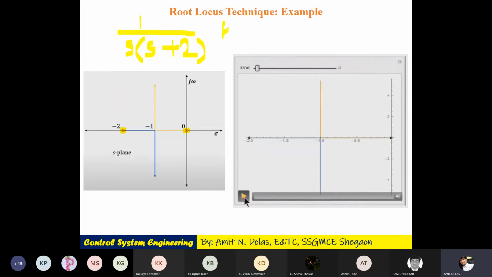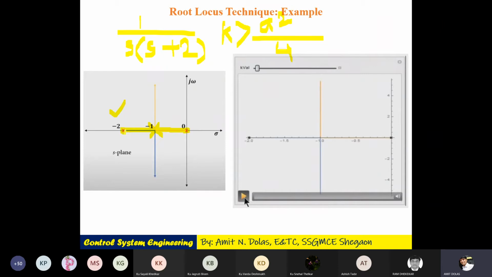If I vary the value of k, so if k is a square by 4, that is 2 square, 4 by 4, which means 1, then this pole will move towards this direction. This pole will move towards this direction. They will move towards each other. And at k equal to a square by 4, according to this example, you will get the pole exactly at minus 1, because a by 2 is minus 1 here. So it is minus 1.